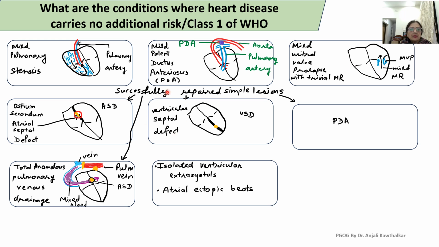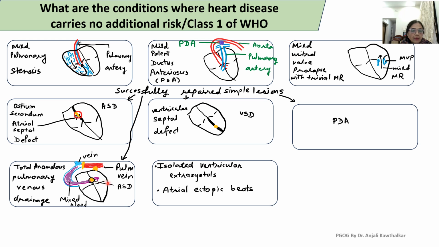The next group in modified WHO class 1 is successfully repaired simple lesions such as ASD, atrial septal defect. It is called ostium secundum atrial septal defect, where there is a defect in the center of the atrial septum, which has a good prognosis. So if it is repaired successfully, or a repaired VSD, or repaired patent ductus arteriosus, all of that.